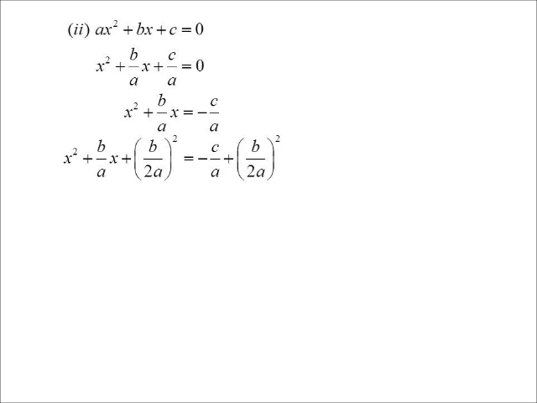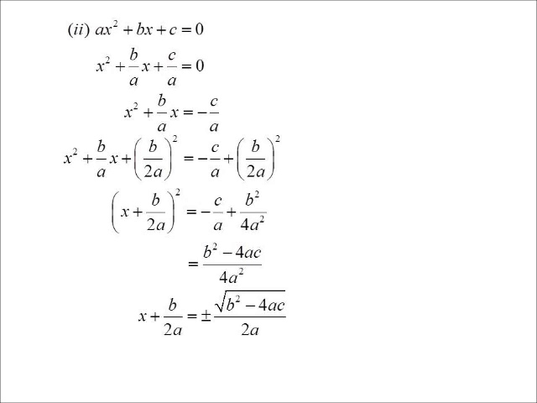So I'm going to add b on 2a all squared. So that is b squared on 4a squared. But on the left-hand side, when we complete the square, we get x plus b on 2a all squared. If I now create a fraction on the right-hand side, we get something that's starting to look a bit familiar. It becomes b squared minus 4ac all over 4a squared. Now I'm going to take the square root. And so I get x plus b on 2a is plus or minus the square root of b squared minus 4ac all over 2a. So just to move it over, and that is where our quadratic formula comes from. So it's actually the completing the square.